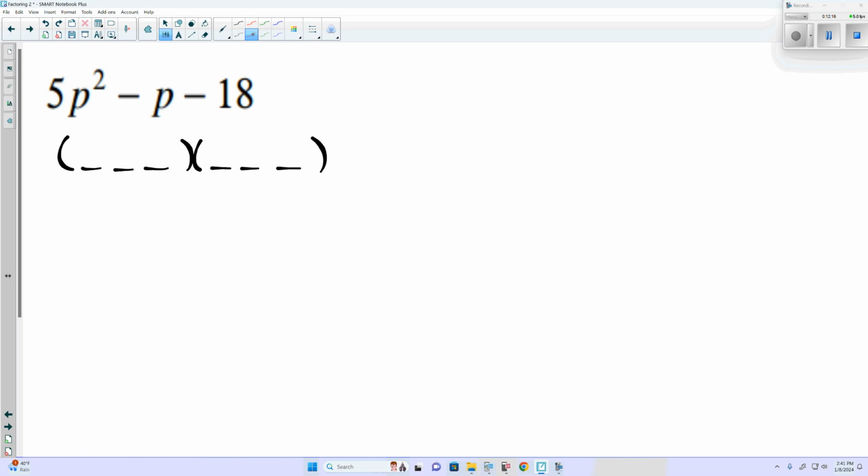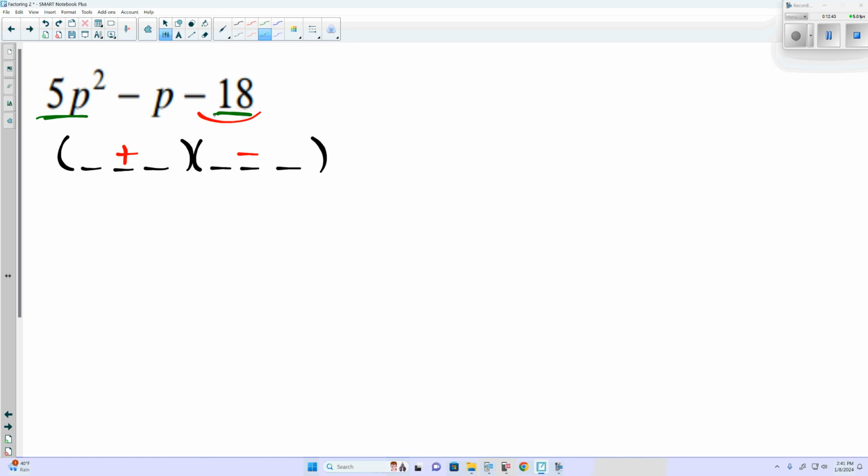Third term for this one here is what? So third term would be our negative 18. Since it's negative, our signs are opposite, positive and negative. It really doesn't matter which one we set as positive and which one is negative. We just need to pick one as positive, one as negative.